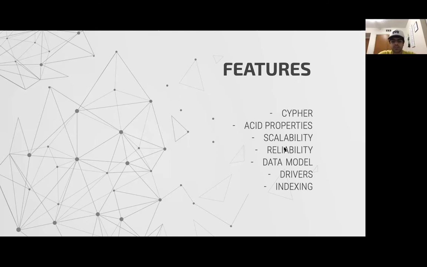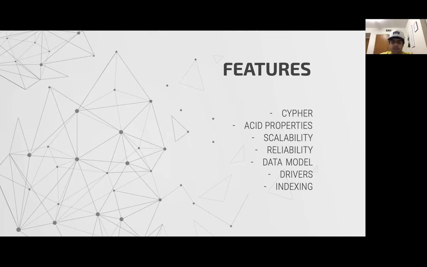So we have several features right here: Cypher, ACID properties, scalability, reliability, data model, and drivers and indexing. First, Cypher. Neo4j provides a powerful declarative query language known as Cypher. It uses ASCII art for depicting graphs, and Cypher is very easy to learn and can be used to create and retrieve relations between data without using complex queries like joins.